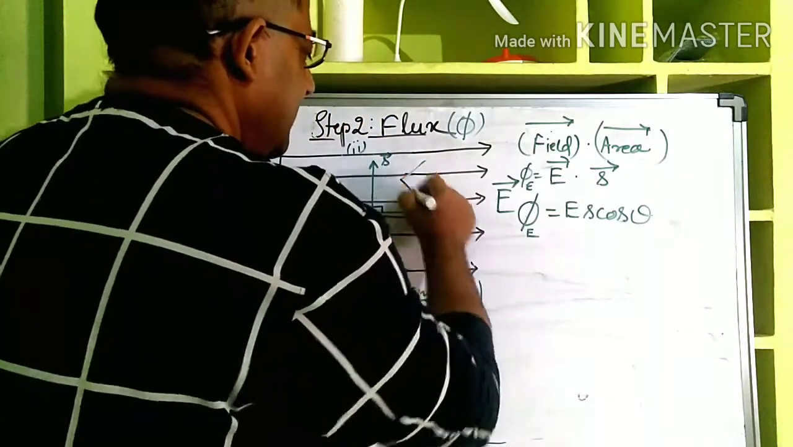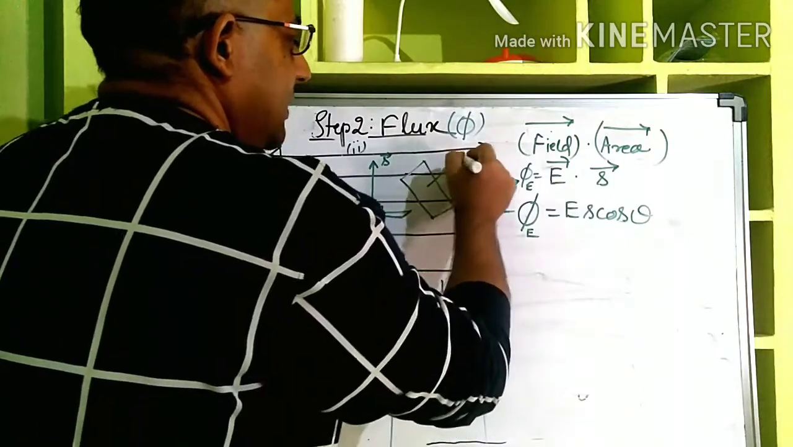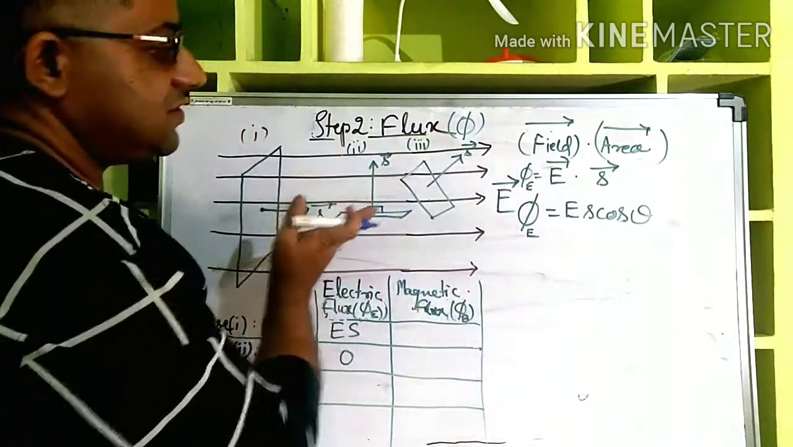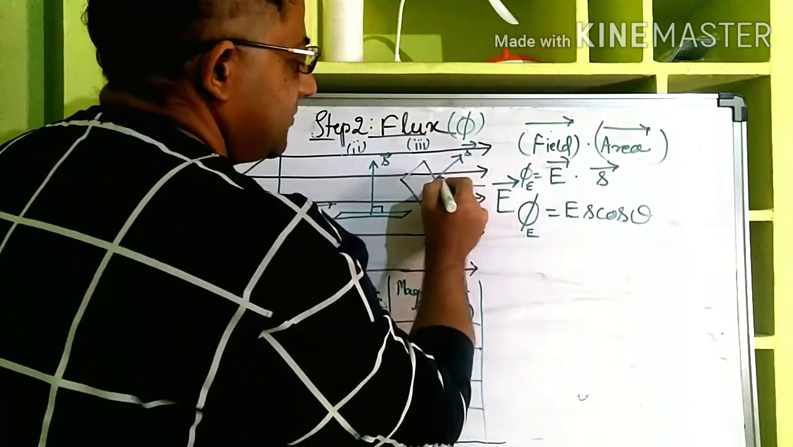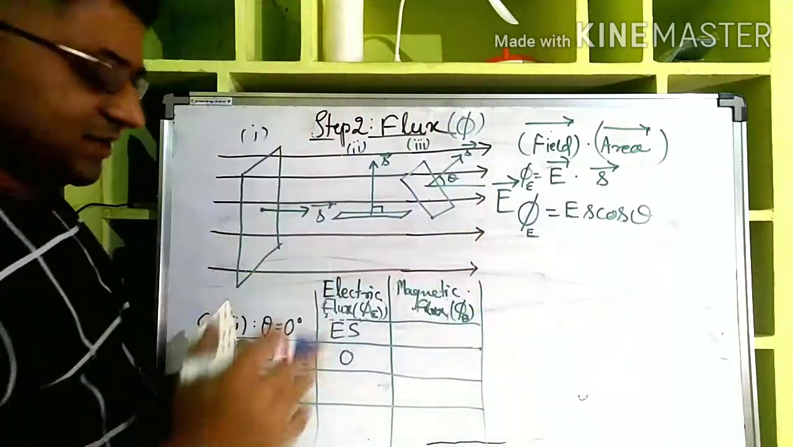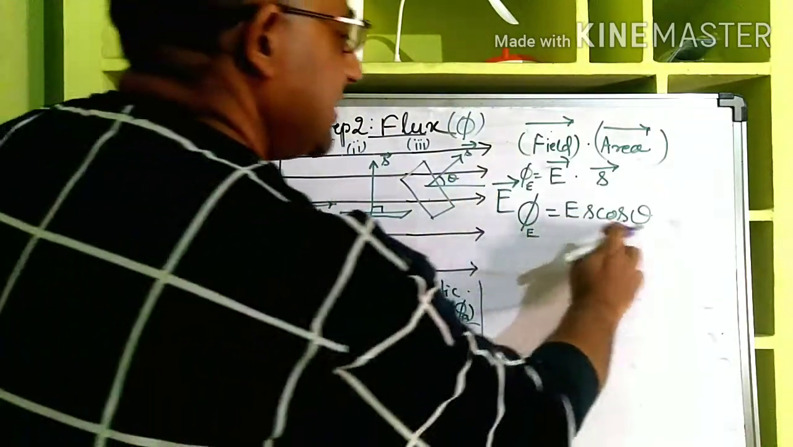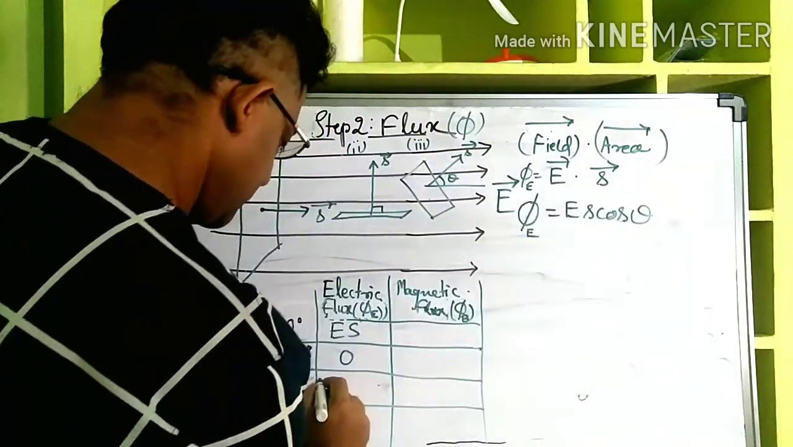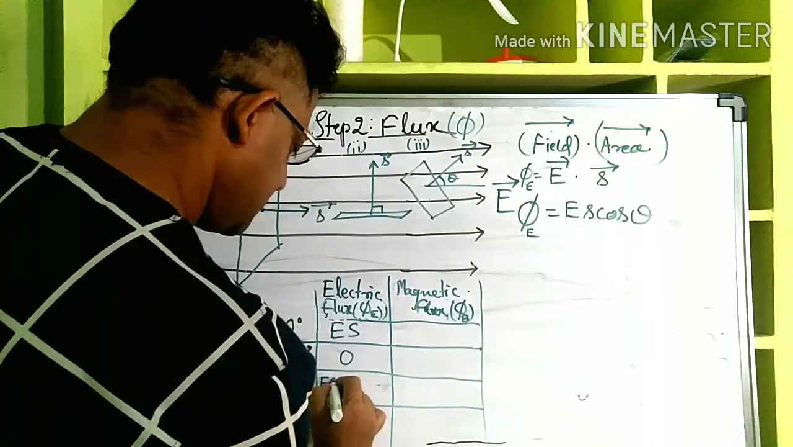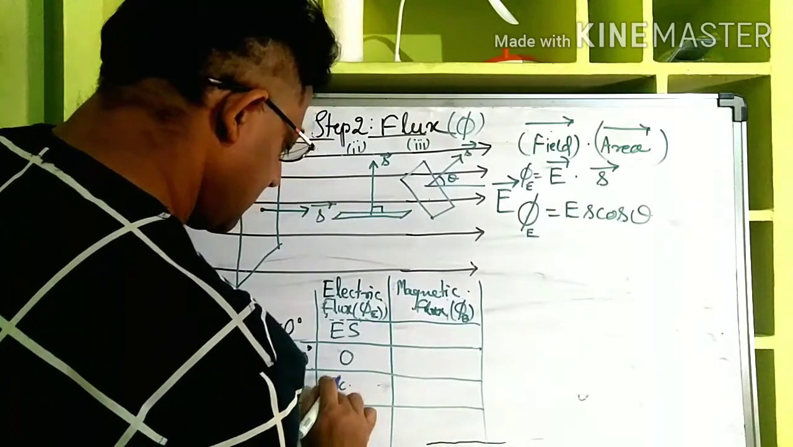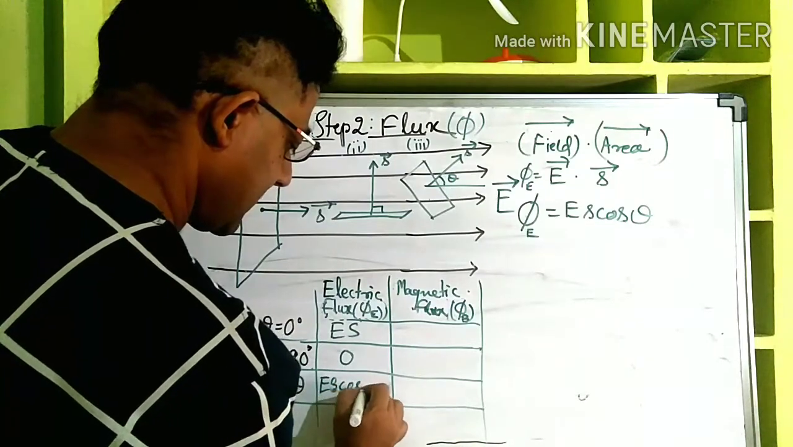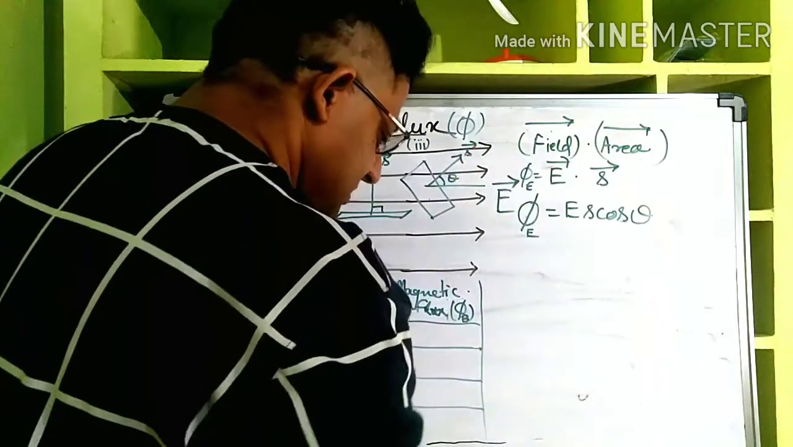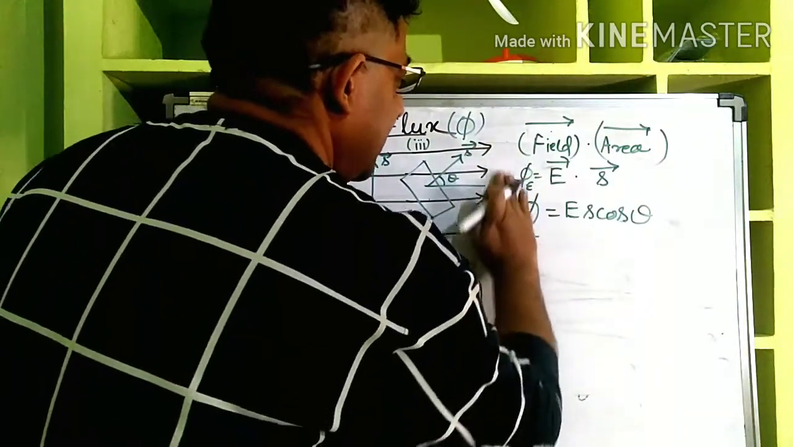Then the third case is it can be at any angle. So let me take it like this, at any angle. Then this is your S direction, let us say this is case 3. This is your S direction and this is the direction of E. Then theta is some angle theta. Then this will be ES cos theta. What will ES cos theta be? Electric flux. ES cos theta.